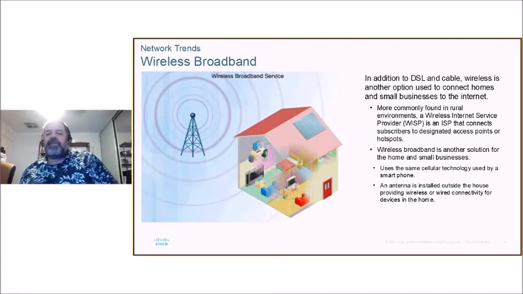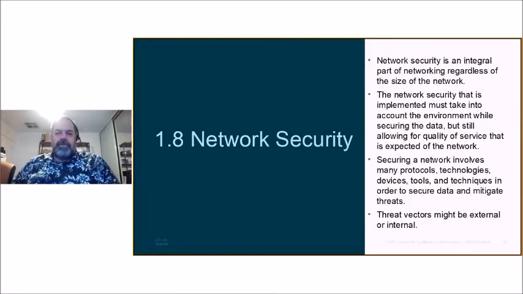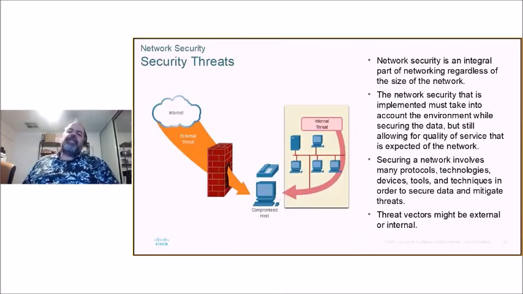Wireless broadband is another solution for the home and small businesses. It uses the same cellular technology as used by a smartphone. An antenna is installed outside the house, providing wireless or wired connectivity for devices in the home. And so network security is an integral part of networking regardless of the size of the network.